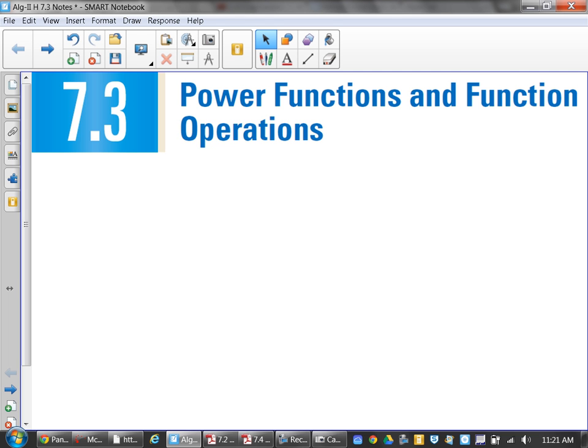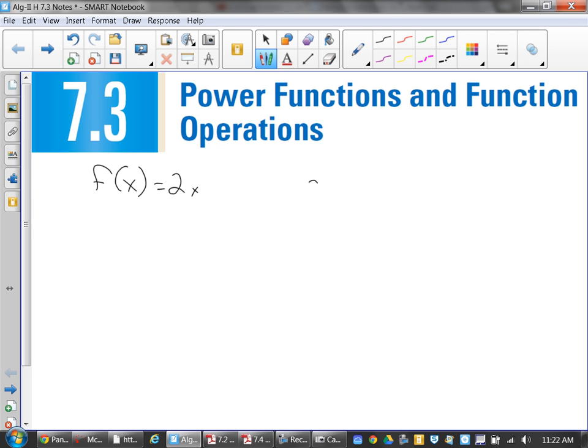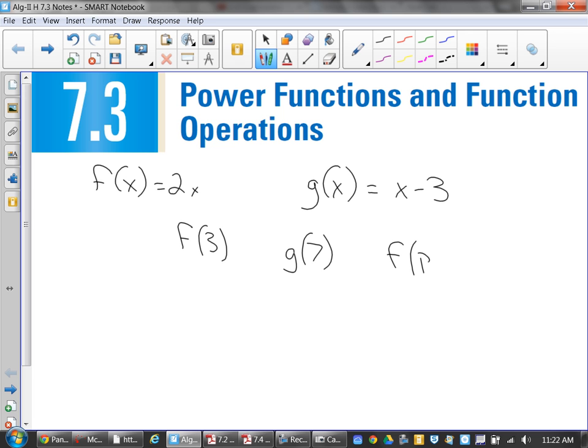7.3 is function operations. You guys have done this before. This is a lot of review of what we look at as direct substitution. What I want you guys to see here for today is something like this. F of x is 2x. G of x is x minus 3. What is f of 3? What is g of 7? What is f of pi?